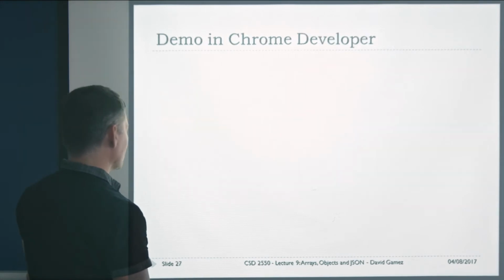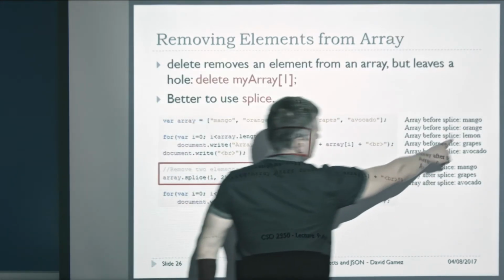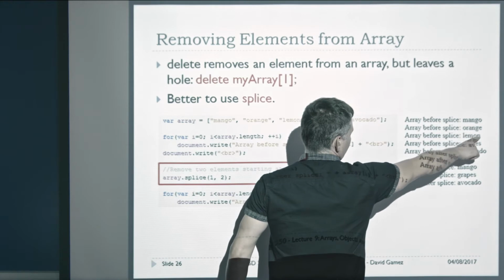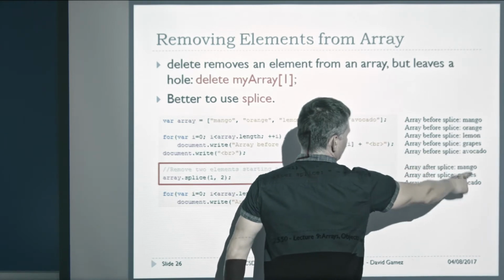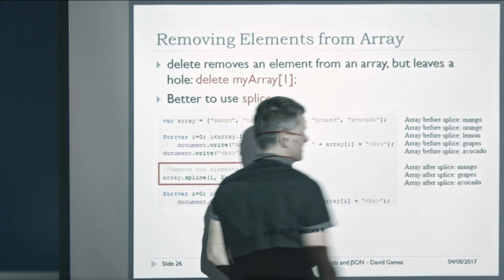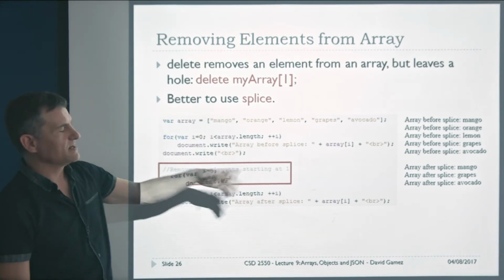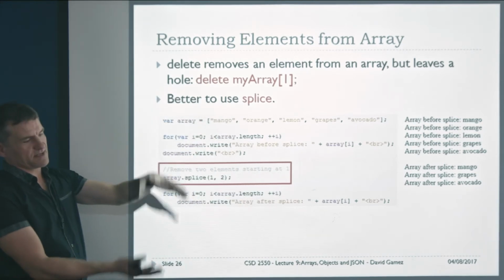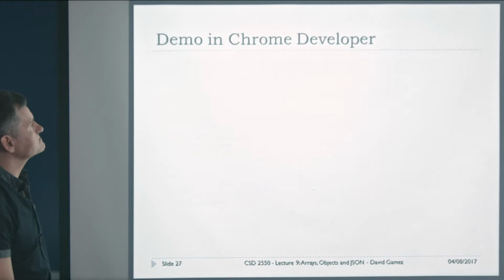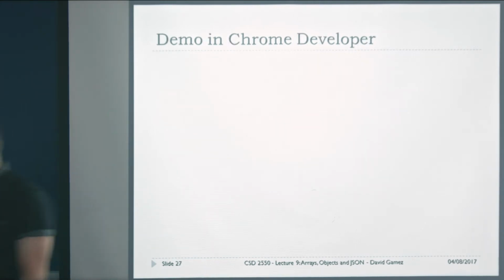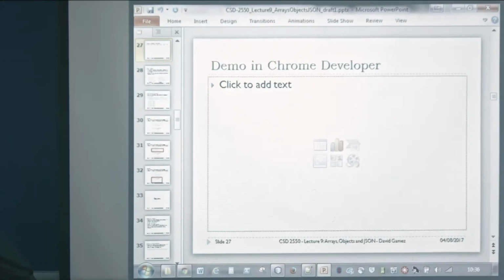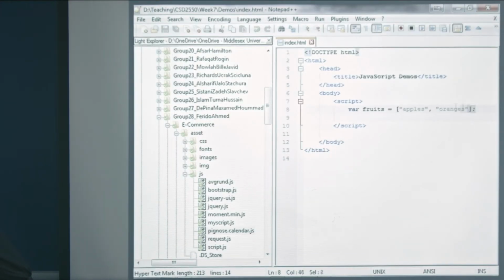And I think it's done that. Yep, so here we've got the array before the splice, which is mango, orange, lemon, grapes, and avocado. And after the splice, we've got mango, grapes, and avocado. So you can see it's deleting the buckets and shuffling up the other buckets to fill the gap. I'm going to demo this in Chrome Developer Tools this time, because I think that's a better way of showing you. I can also demonstrate the debugging facilities.